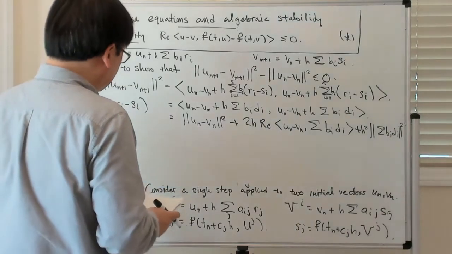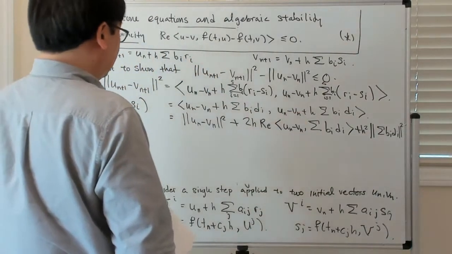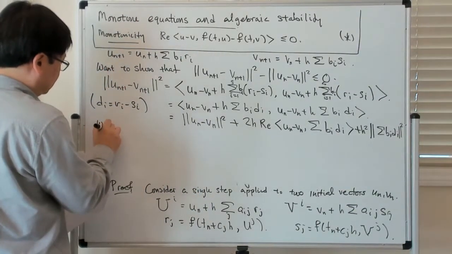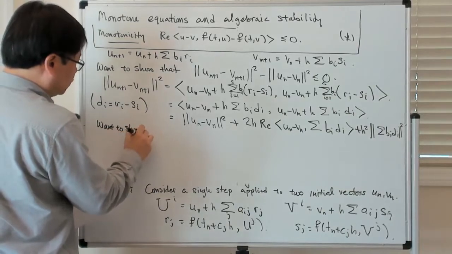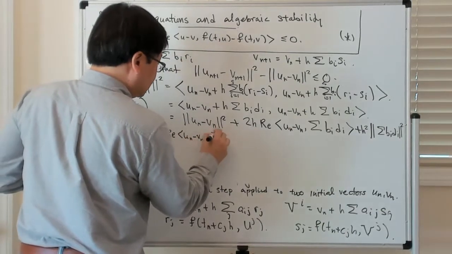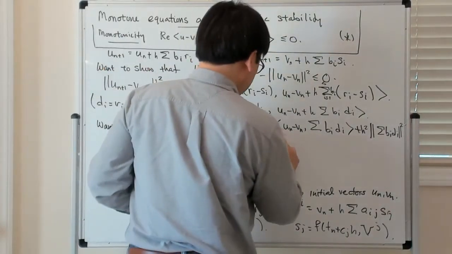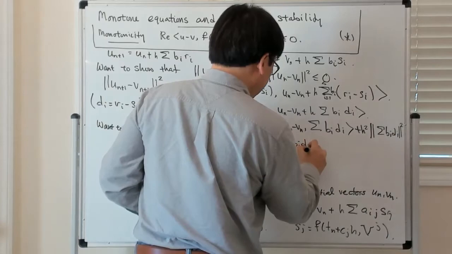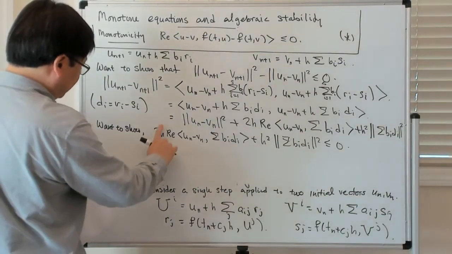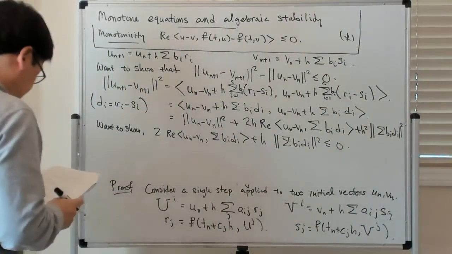So you can take this to the other side, and then you have to show that the remaining thing here is less than or equal to 0. So you want to show that 2h real part of un minus vn sum of bi di plus h squared sum of bi di squared is less than or equal to 0. And I can get rid of a factor of h.